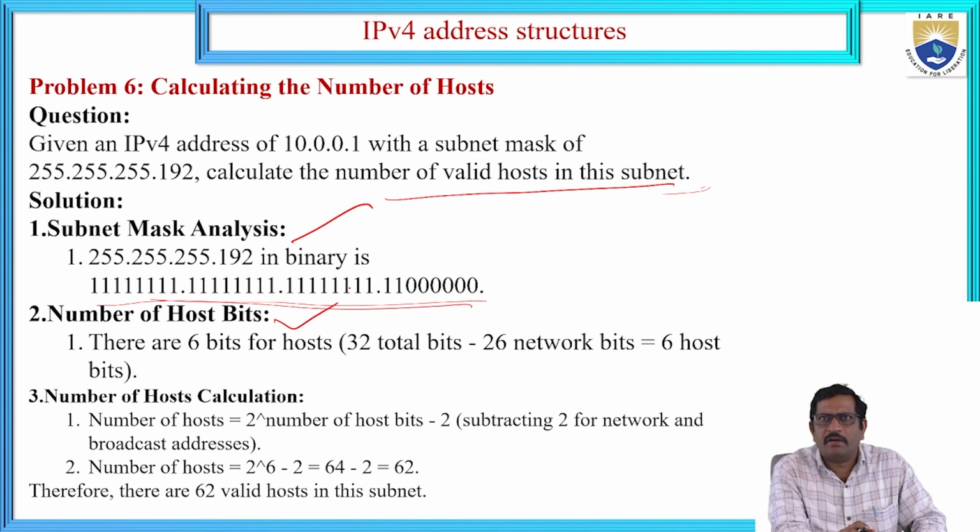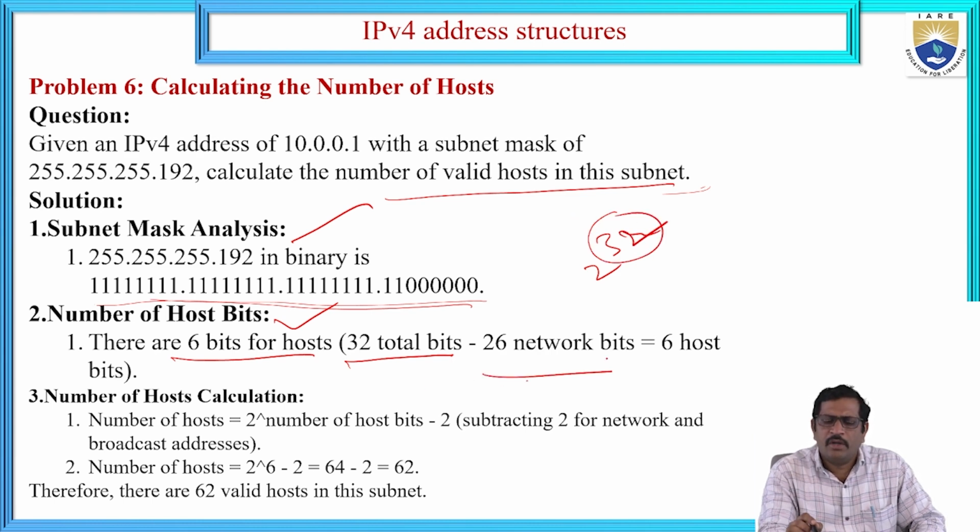How many bits are allotted for the host? There are 6 bits for the host. Why? Because 32 is the total number of bits, minus 26 network bits, so 6 bits are the number of host bits.